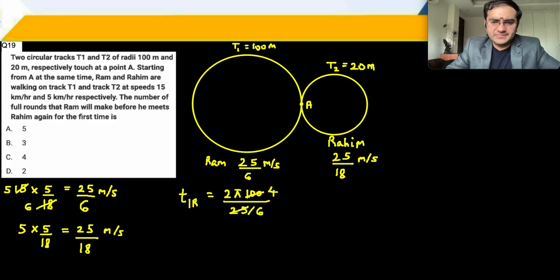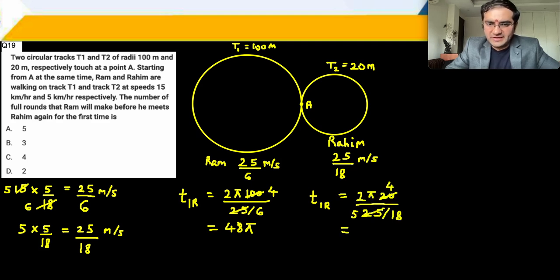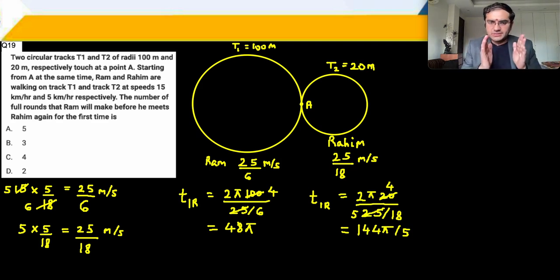Distance upon speed, 100 upon, what will be the distance, circumference, 2 pi 100 upon speed, 25/6. Ram completes one round in 48 pi seconds. What about Rahim? 2 pi 20 divided by speed, 25 by 18. It becomes 144 pi upon 5. Ram completes one round in 48 pi seconds. Rahim completes one round in 144 pi upon 5.